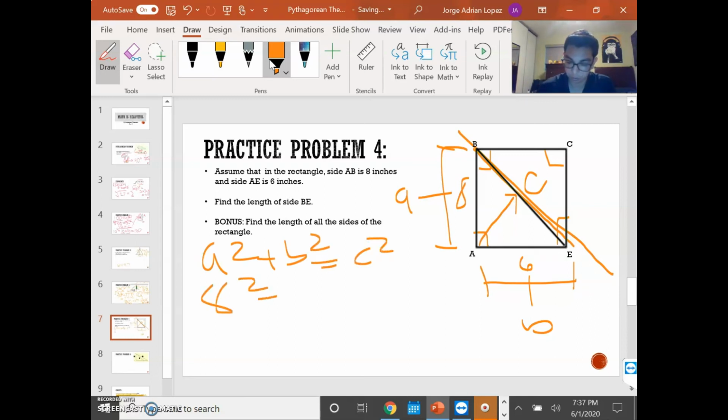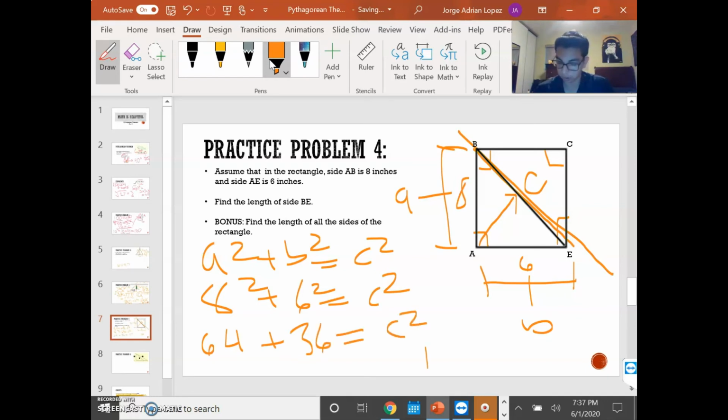8 squared plus 6 squared is equal to c squared. Now this is going to be just like the last problem we did, where we multiply 8 by itself, so we're going to get 64, plus 6 by itself, which is 36, and that's going to give you c squared, so 100 equals c squared. What do we do to get rid of the exponent on c squared? We take the square root.